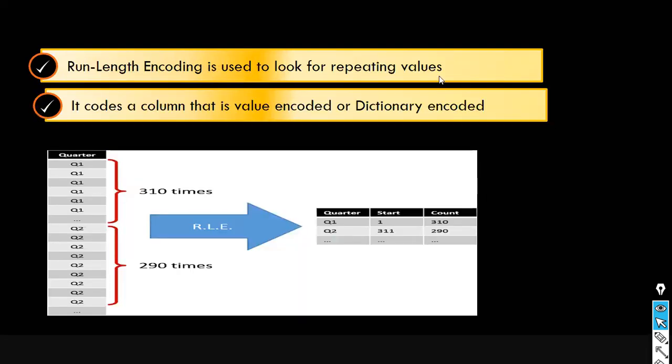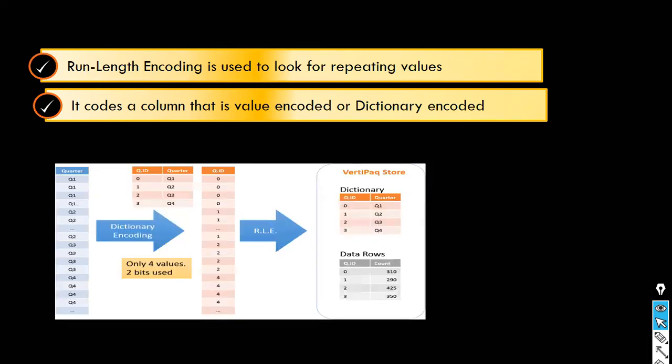Okay, next one is the run length encoding technique. For repeating values, the run length technique is used. For example, I have a column called quarter, and Q1 repeats 310 times and Q2 repeats 290 times. Q1 starts from the first position up to the 310th, so positions 1 to 310 have Q1, and starting from 311 we have Q2, for 290 times.